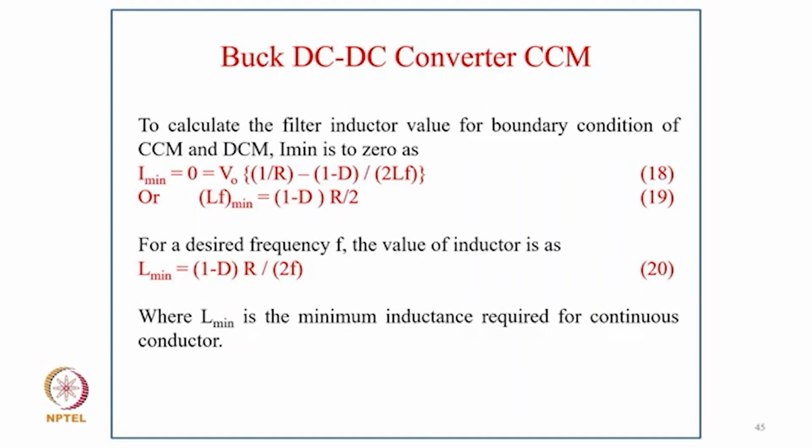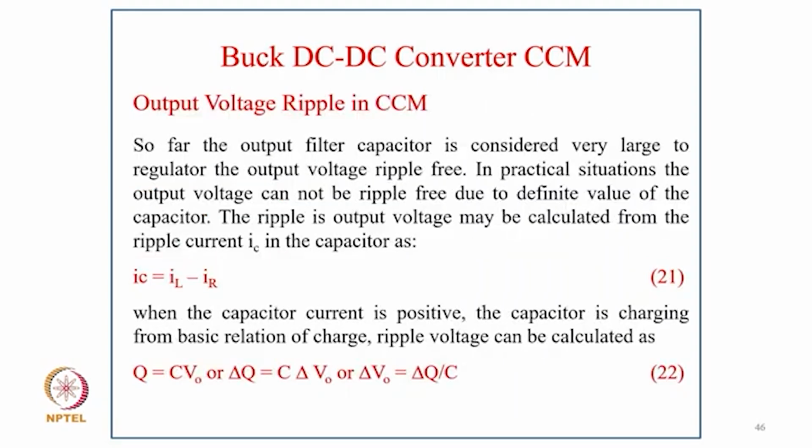So I minimum equal to 0, and you have VO equal to 1 upon R minus 1 upon minus D divided by LF, or LF minimum equal to (1 minus D)R by 2F. For desired frequency F, the value of inductor for boundary condition is L minimum equal to (1 minus D) into R upon 2F, where L minimum is the minimum inductance required for continuous inductor current.